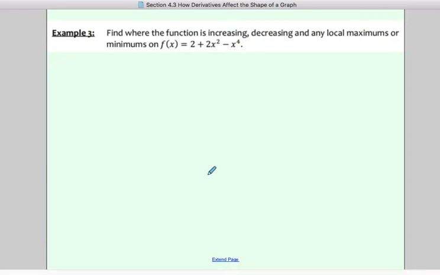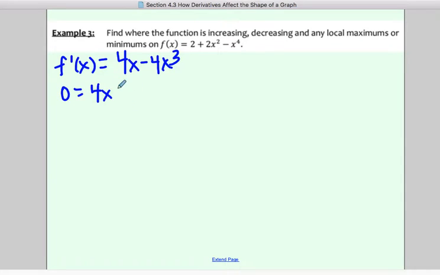Next one says, find where the function is increasing, decreasing, and any local max or min. So we're going to do the same method. We need to know where our critical values are, so we are going to find the derivative. Derivative is 0, so we have 4x minus 4x to the third. Set it equal to 0. Factor out a 4x. Be careful, it's really going to be 1 minus x squared.